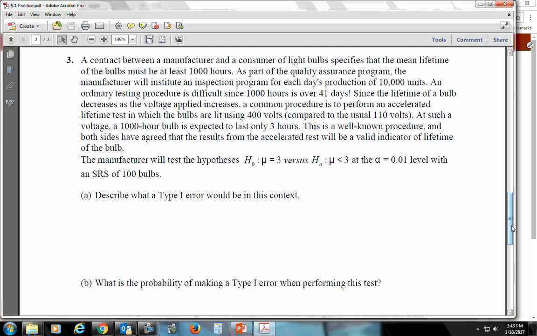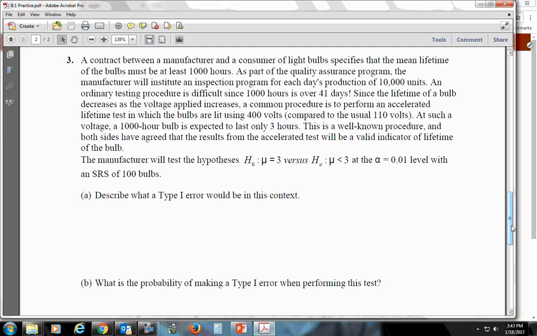This is a well-known procedure, and both sides have agreed that the results from the accelerated test will be a valid indicator of lifetime of the bulb. The manufacturer will test the hypotheses. The null is mu is equal to 3, and then the alternative is mu is less than 3, at the alpha is 0.01 level, okay, 1%, with an SRS of 100 bulbs. Describe what a type 1 error would be in this context.